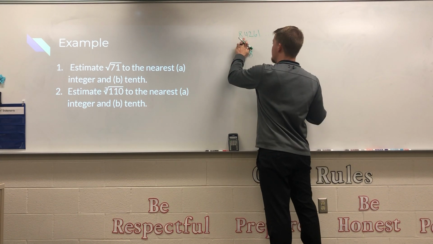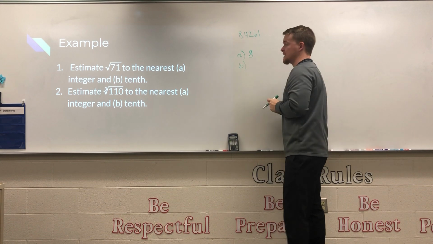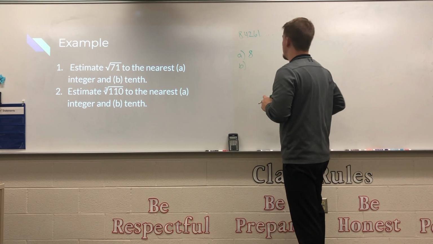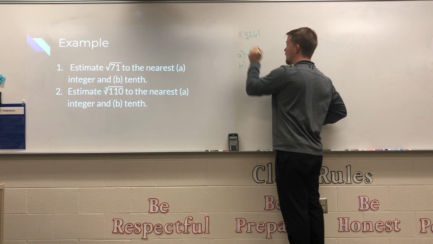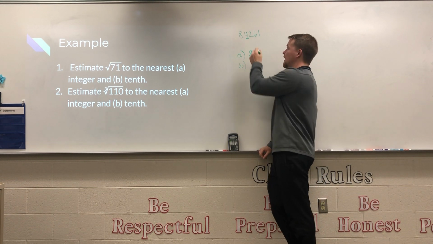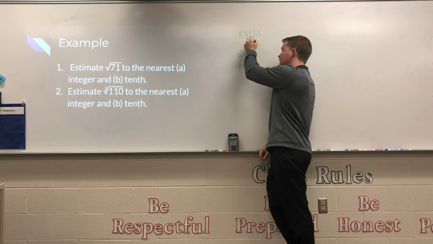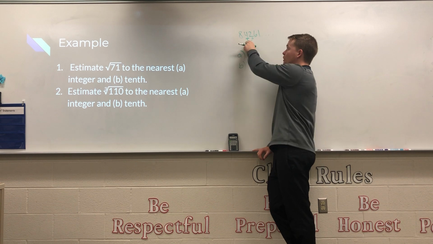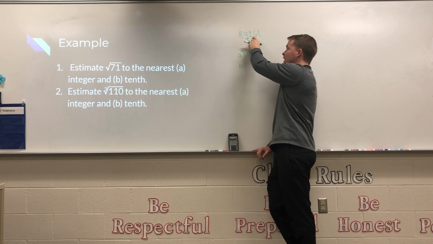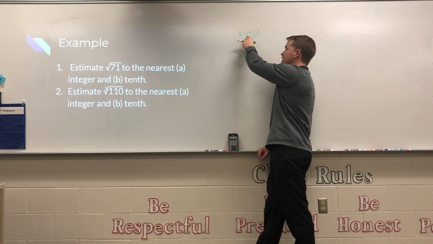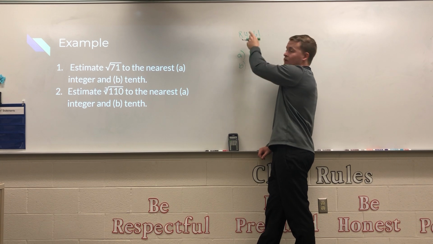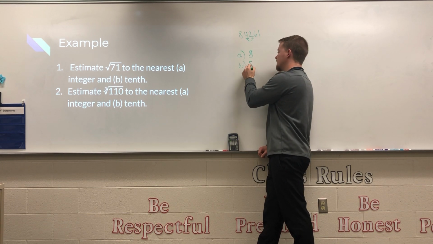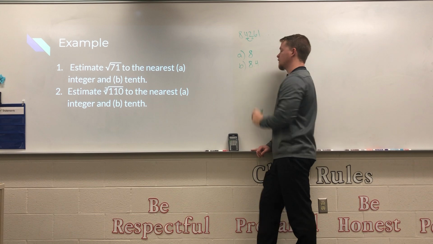Then part B says round to the nearest tenth. My tenth spot is right there. Again, I have to look at the number behind it. The number behind it is a 2, so again that tells me to stay the same. That means I'm staying the same right here and cutting everything off behind it. So to the nearest tenth, it's 8.4.